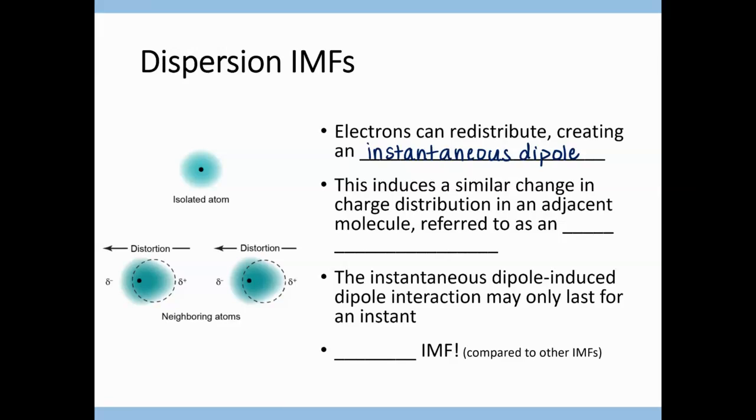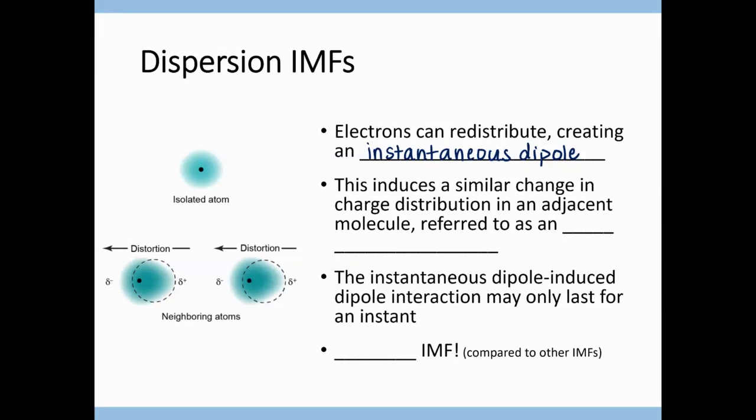So this instantaneous dipole, a dipole results from electron density gathering at one side of the molecule. So if we look at this one, notice how the electron density is off to the left. That means there's a higher concentration of electrons over here, which induces a partial negative charge. As a result, we have a partial positive charge on the opposite side.